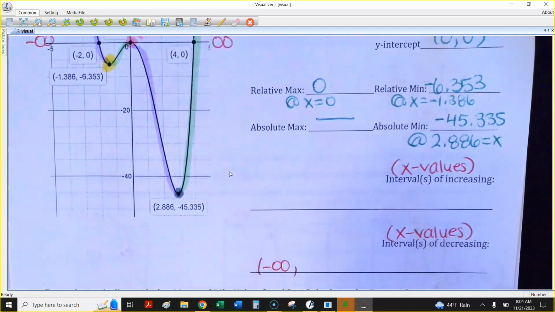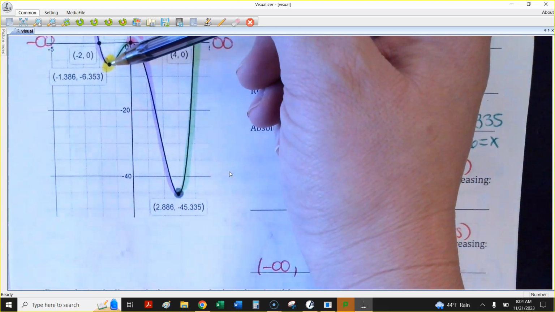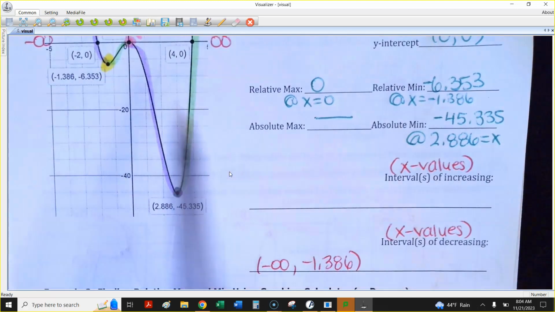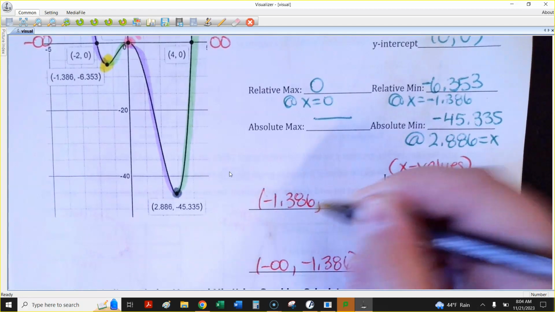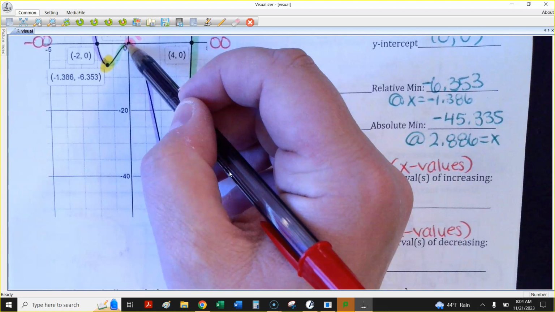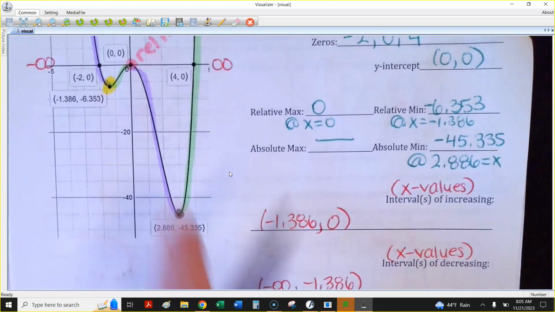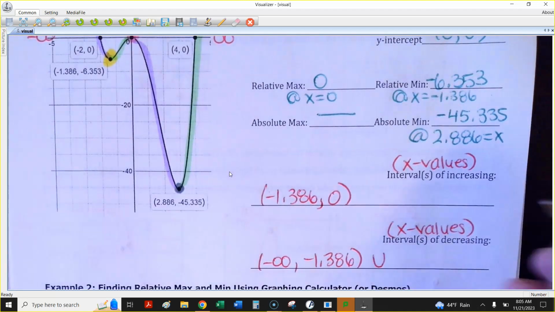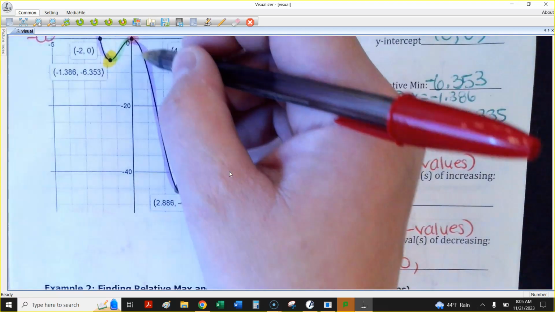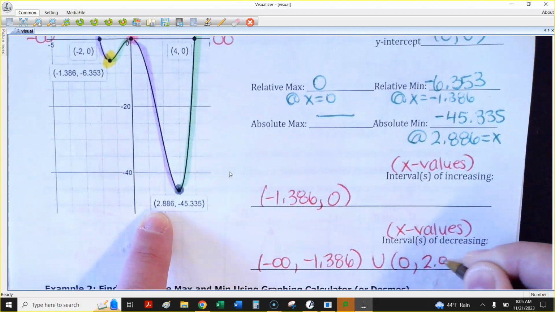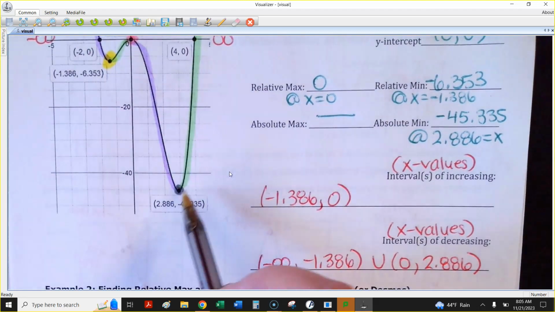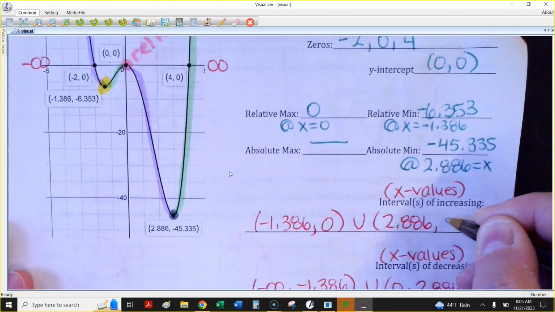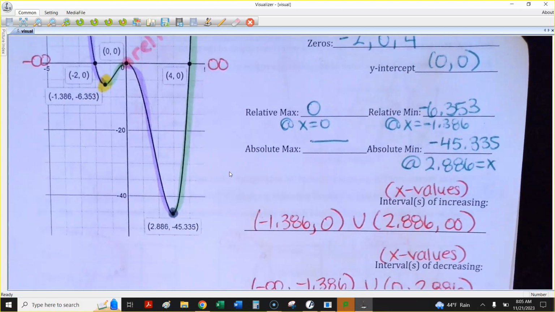Should be from negative infinity, I am decreasing until I get to that turning point. I want the x value there, which should be negative 1.386. Okay, now at that same x value, negative 1.386, then I start increasing just for a little tiny bit, just till I get to the x value of 0. And then at 0, we start decreasing again. So then I'm going to put a little union symbol, which just means there are 2 different intervals where I'm decreasing. So 0, and then don't write the y value, it's the x value. All my y values are decreasing until I get to the x value of 2.886. And then at that 2.886, we turn and start increasing again. So the rest of the graph, from 2.886 to positive infinity, is increasing. Does anybody have a question?